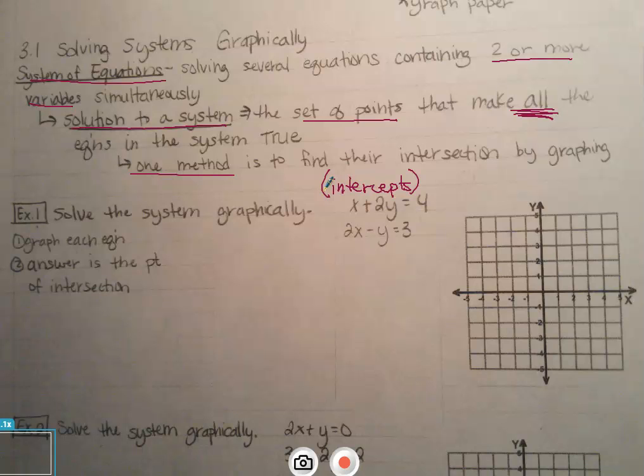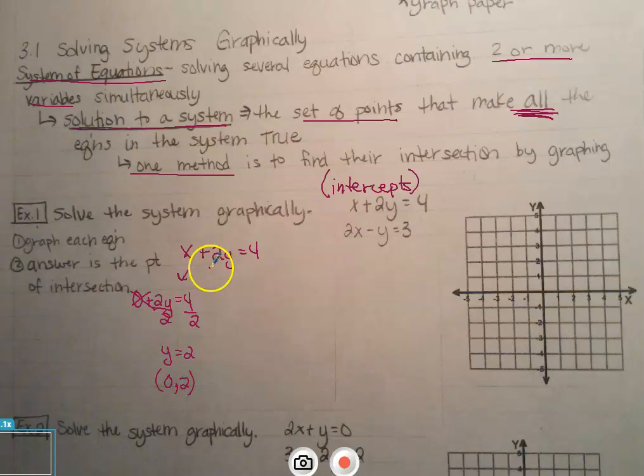All right, so if we're looking at the equation x plus 2y equals 4, we're going to plug in 0 for x, so I have 0 plus 2y equals 4. So the 0 doesn't really exist. We divide by 2, and we have y equals 2. So we have a point at 0, 2 to graph.